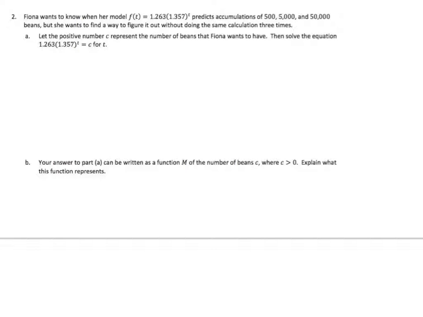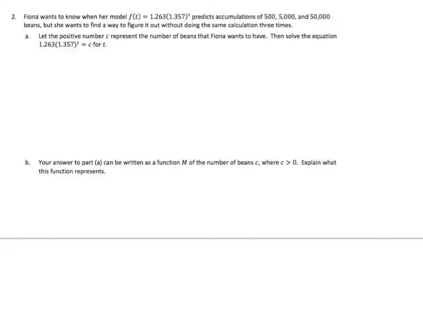All right. Fiona wants to know when her model predicts accumulations of 500, 5,000, and 50,000 beans, but she wants to find a way to figure it out without doing the same calculation 3 times. Fiona, I'm with you. That's a lot of work to do that calculation that many times. So let's figure it out, okay? Let the positive number C represent the number of beans that Fiona wants to have. Then solve the equation for T, and that'll work. So let's do it, okay?